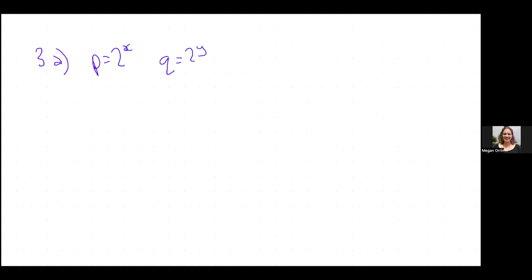Okay, so we're going to do question 3 now. And what we're being asked to do is find certain things in terms of p and q given this information.